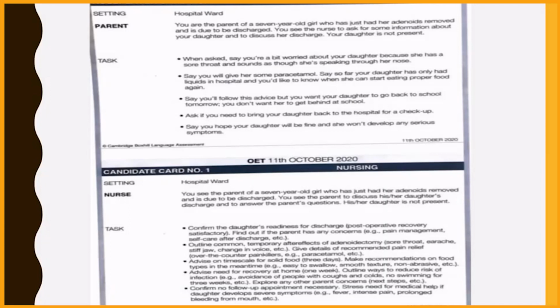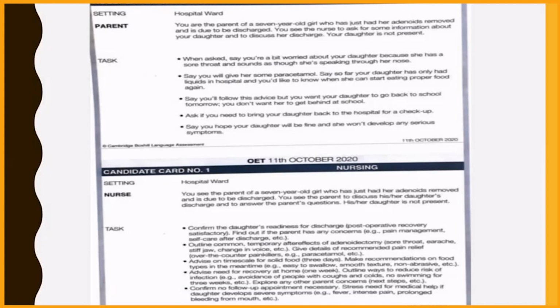In this task, we see there are two sub-questions, two parts. One is confirm the patient's readiness. Readiness, what do you mean by that? That you are confirming, you as a nurse, are confirming that the daughter is ready for discharge. Why? The explanation is given in the brackets because her post-operative recovery is satisfactory, isn't it? Now come to the next task. One is when you're giving confirmation to the mother that the daughter is ready and her condition is fine.